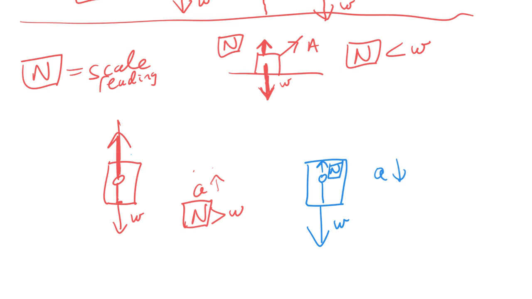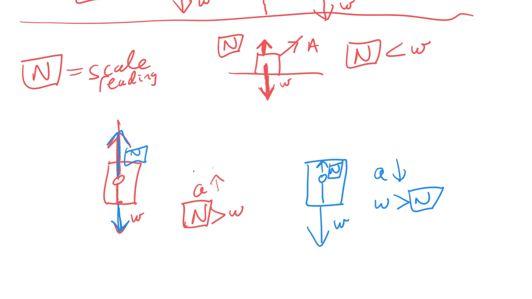Okay, so here's the normal force. Here's the weight. So if the acceleration is upward, the net force is going to be upward, and so N has to be bigger than the weight. If the acceleration is downward, you're in an elevator, the net force would have to be downward, and so the weight would have to be greater than the normal force. Okay?